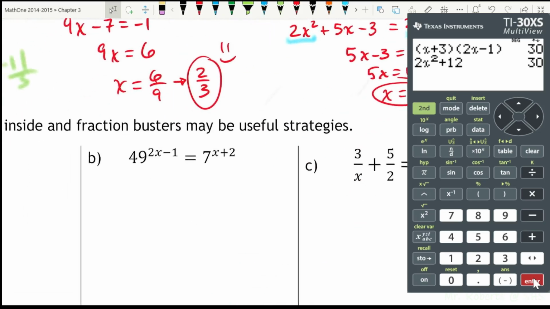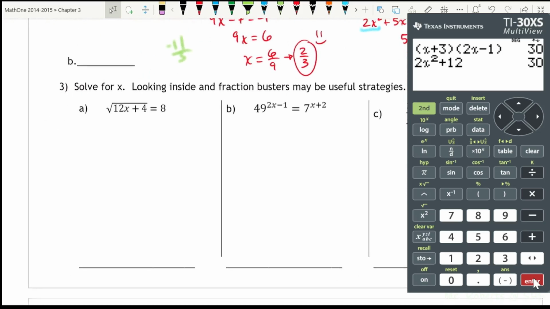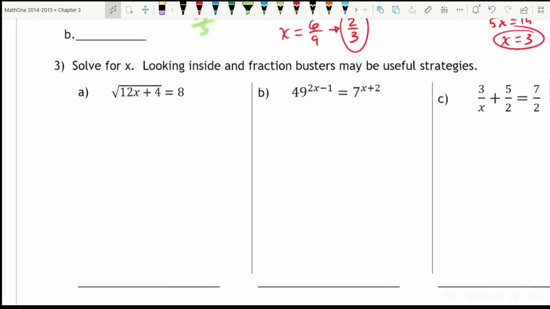Let's move on to question 3. Question 3 had 3 different problems for us to solve. And it mentions here, looking inside and fraction busters may be useful strategies. So let's not forget those. So let's take a look at the first one, right?